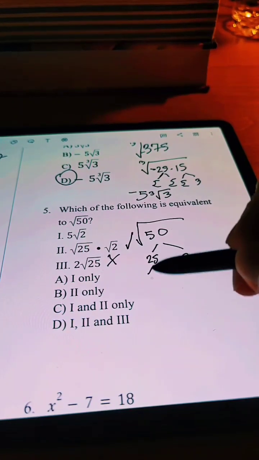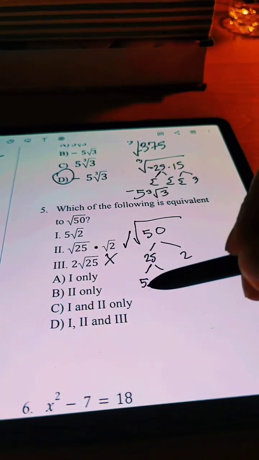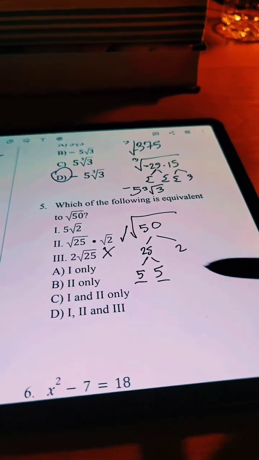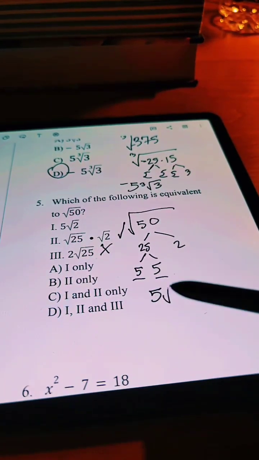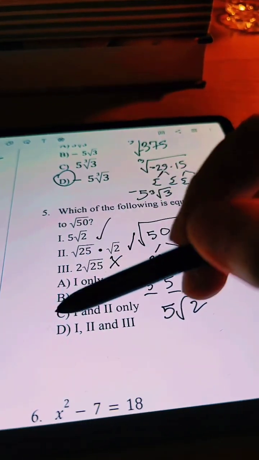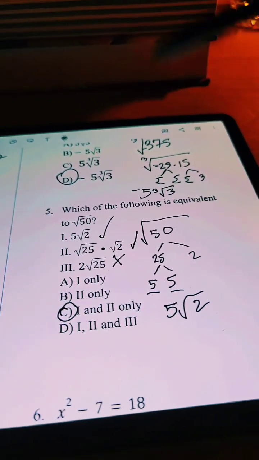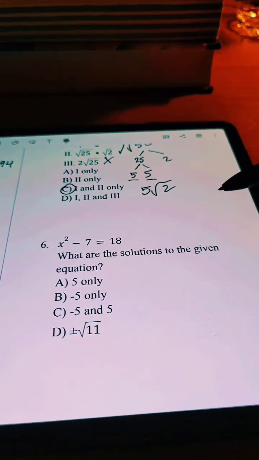Well, this 25 can be broken up into 5 and 5, because 5 times 5 is 25. So here's a pair of 5s. So we could take out a 5 and leave a root 2 on the inside, which is what number 1 says. So it would be 1 and 2 only. So C. And let's go to number 6.